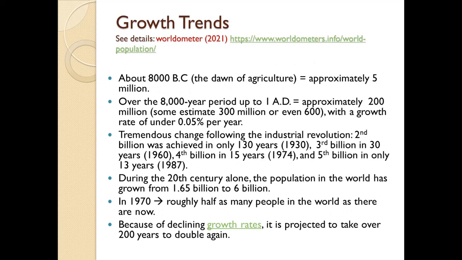So of course the trends have been changing over time, and the population is rapidly increasing. By mid previous century the population had doubled the population that was there before, and during the 20th century alone the population in the world has grown from 1.65 billion to 6 billion. And again, because of the declining growth rates, it is projected to take over in about the next 200 years or so. So the trends are indeed shocking, but also somehow surprisingly true.